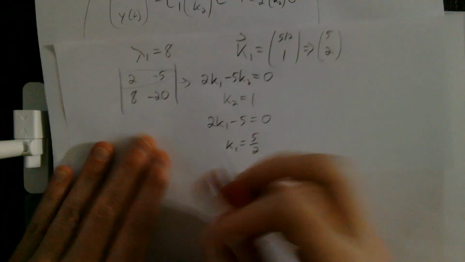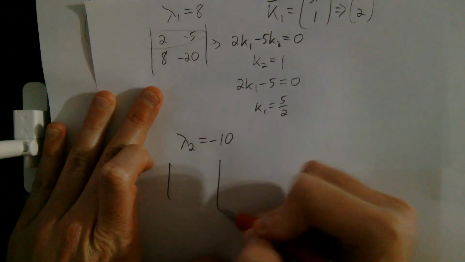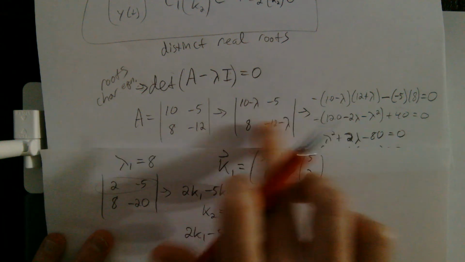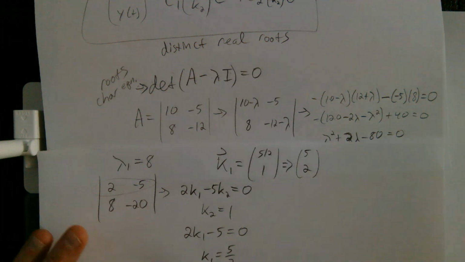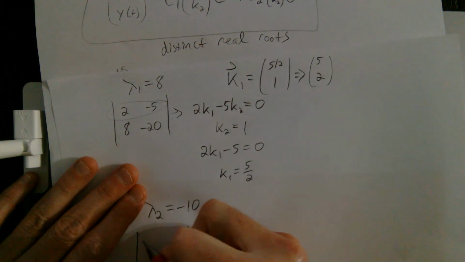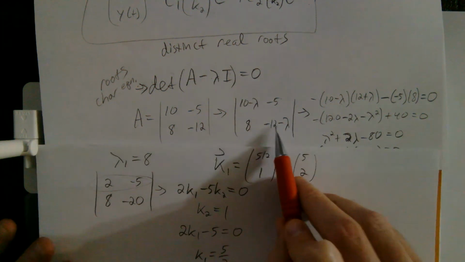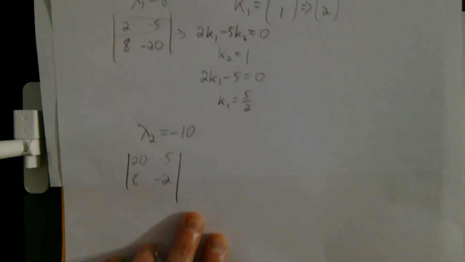All right, so we're almost done. Lambda 2 is negative 10. So if we plug in negative 10 into our A minus lambda I matrix, and solve that. 10 minus negative 10 is 10 plus 10 is 20. This is 8, negative 5. And then we have negative 12 minus a negative 10. Negative 12 plus 10 is negative 2. Negative 2. Again, scalar multiple.